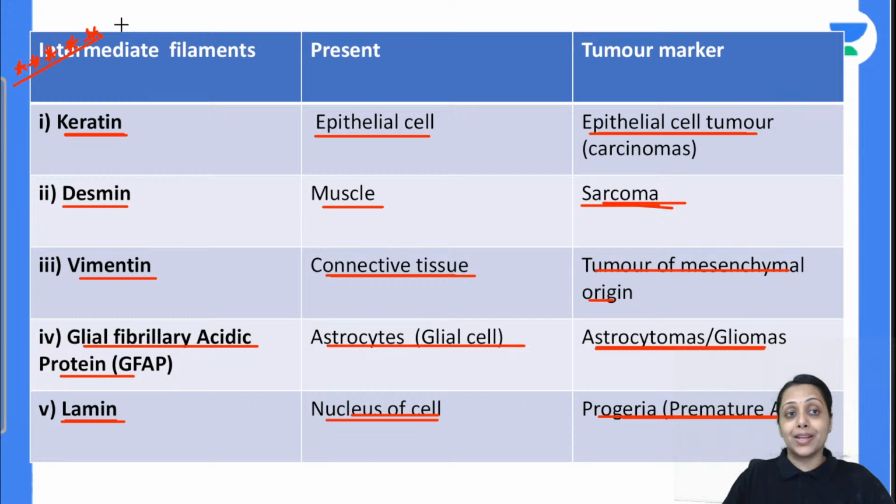Is this clear with everybody? Do reply fast.